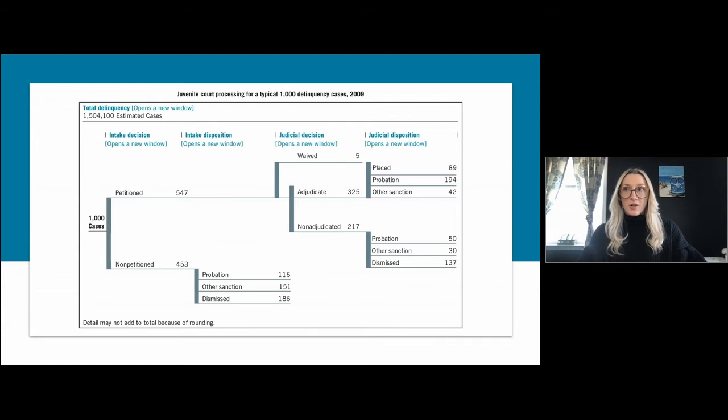So this chart here just shows you the juvenile court processing for a typical 1,000 delinquency cases, and this was in 2009. So you'll see that cases can either be petitioned or you have non-petition cases. And then you see the number that are placed on probation was about 116 out of 1,000. And you can see the other judicial decisions that go through this process here.